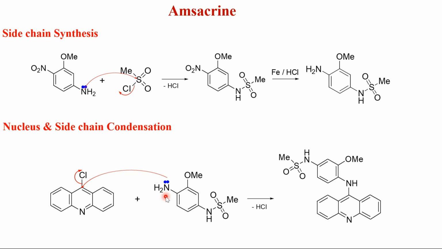Amsacrine is an effective anti-neoplastic agent. It is a topoisomerase 2 enzyme inhibitor, and hence it's a drug of much use for the treatment of cancer. Thus, we have looked into the synthesis of amsacrine.